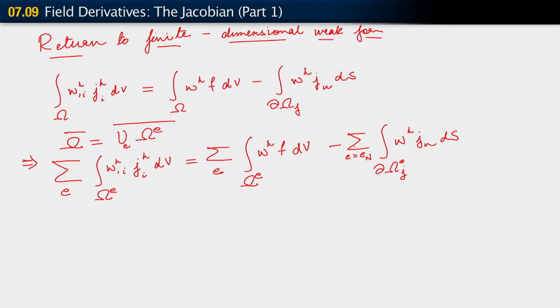Sorry, belonging to, let me make that really a set. So let me make that a script E. What I'm saying here is that e belongs to the set E sub n if the boundary of element e intersection the Neumann boundary is not equal to the empty set.